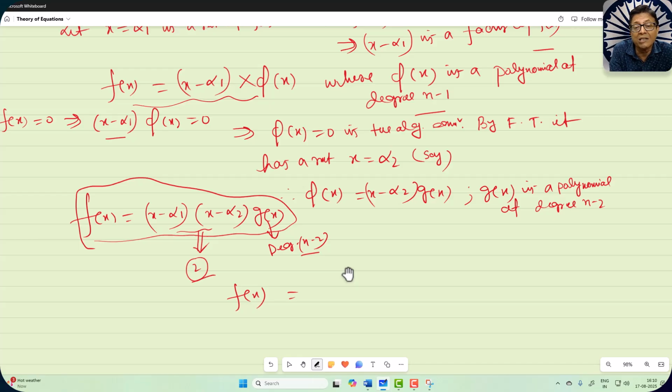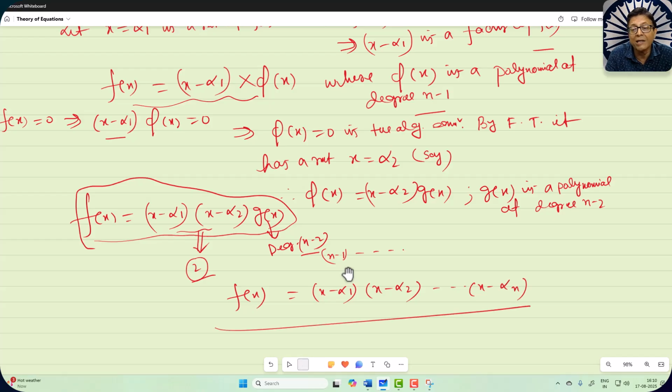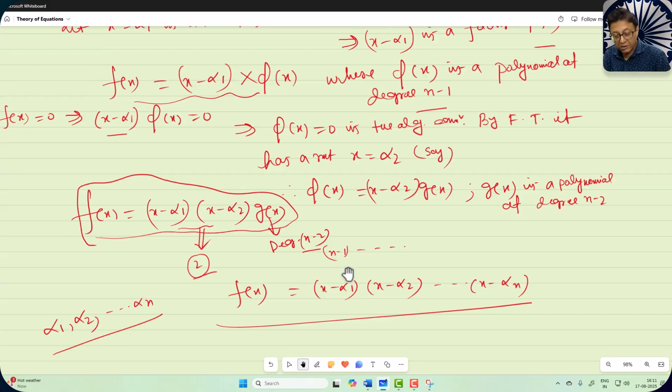We have considered n minus 2. This polynomial, next one, will give one root and the degree will be n minus 1, and so on. Every time it is reduced by 1. So finally, we will continue up to n steps this way, up to x minus alpha n. So the roots of the polynomial are going to be exactly equal to n. Those are the roots: alpha 1, alpha 2, alpha n.